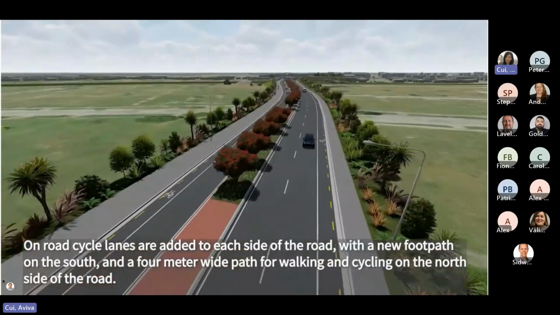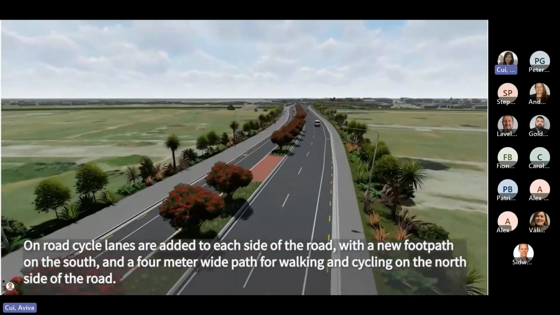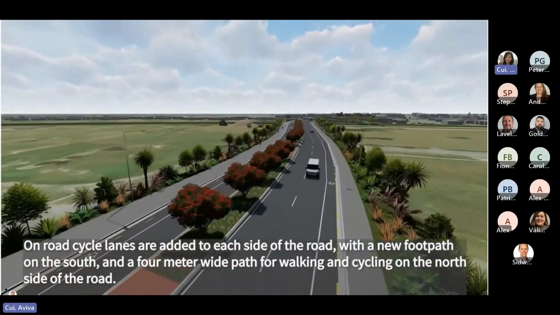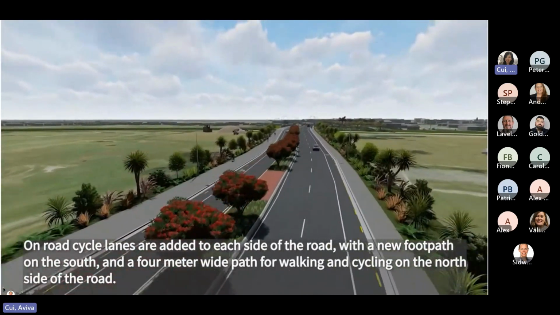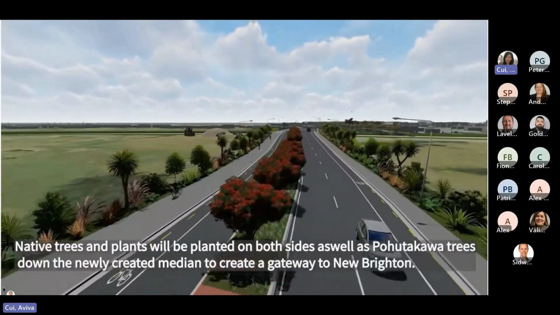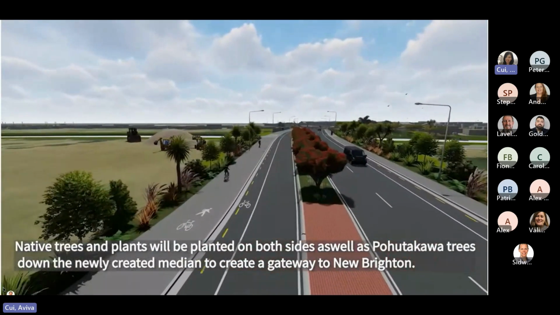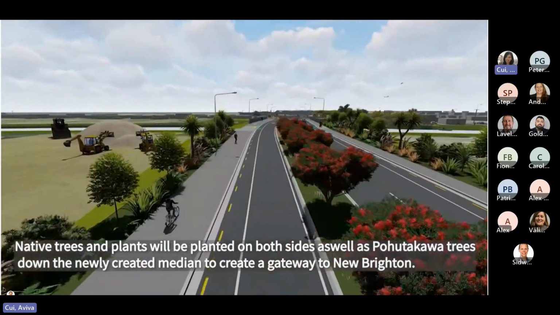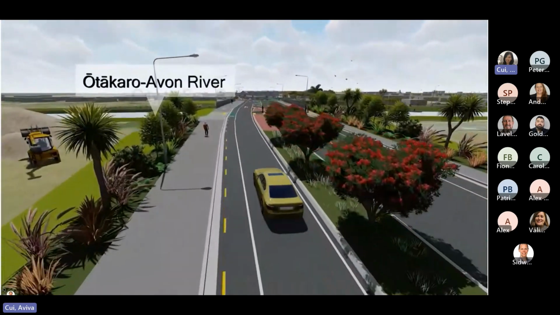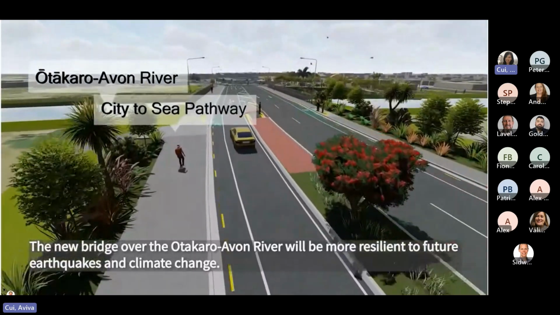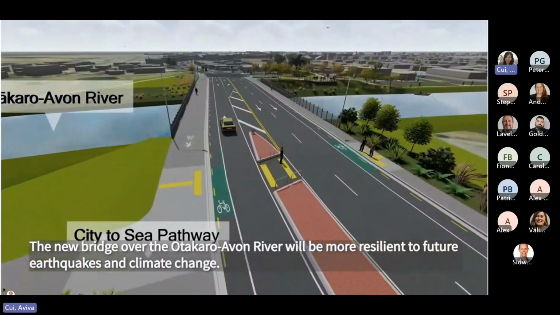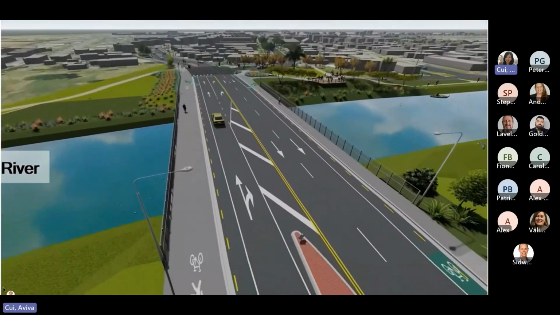On-road cycle lanes are added to each side of the road with a new footpath on the south and a 4 metre wide path for walking and cycling on the north side of the road. Native trees and plants will be planted on both sides, as well as pohutukawa trees down the newly created median to create a gateway to New Brighton. The new bridge over the Otakaro Avon River will be more resilient to future earthquakes and climate change.